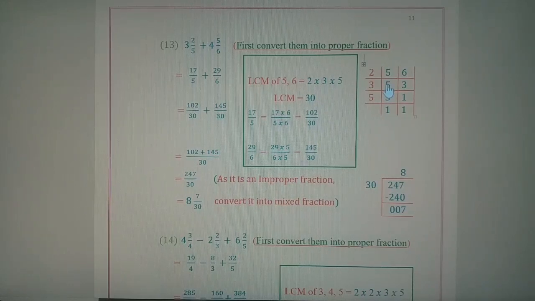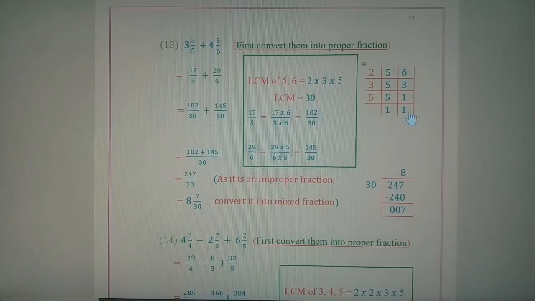Now in 3 table 5 doesn't come, so this 5 will copy down. Now in the next row we'll have the numbers 5 and 1. So the prime number 3 cannot be taken now. So we have to take another prime number, that is 5. In 5 table 5 comes. 5 1s are 5, and this 1 we copy down because 1 is the smallest positive integer. We have to continue doing this long division till the last row has 1 and 1 in each of the columns.